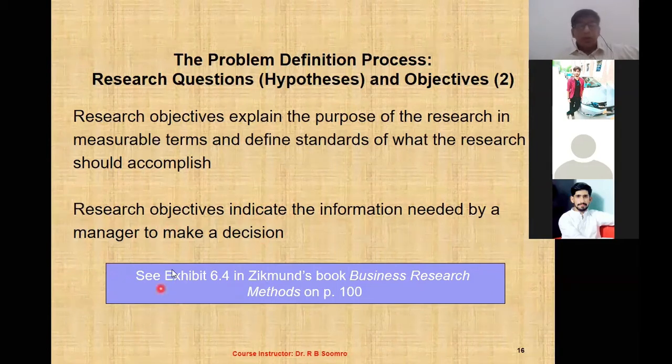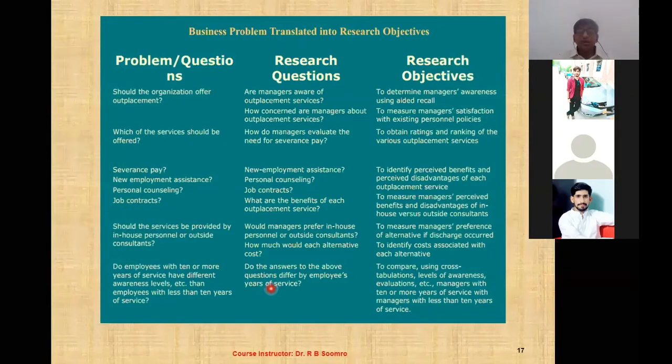Further, if you want to know more, you can go through the exhibit there. In this one, for example, this is a table, basically the problem or question. The first problem is: should the organization use outplacement? Now, what is outplacement? We should understand outplacement.